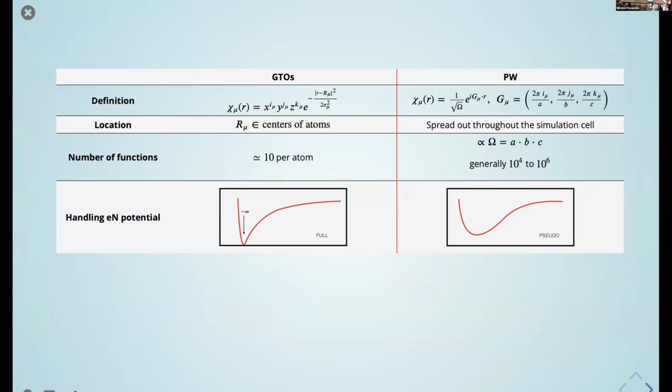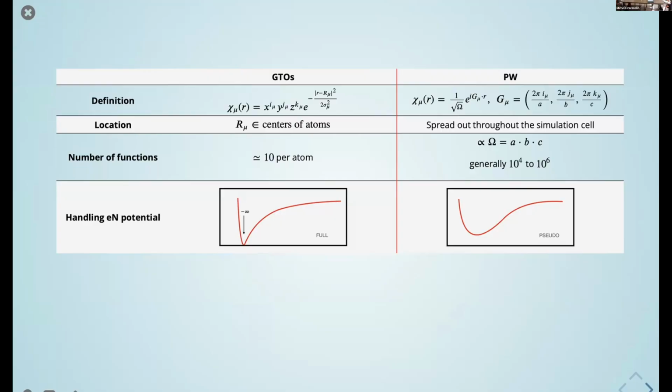Anyway, the main difference between computational chemistry and computational material science is the basis sets. Computational chemistry methods use Gaussian type orbitals, and these basis sets are localized and focused on describing the atom centers. Whereas computational material science uses plane wave basis sets, and these are spread, delocalized throughout the simulation cell and depend on the volume of the simulation cell.